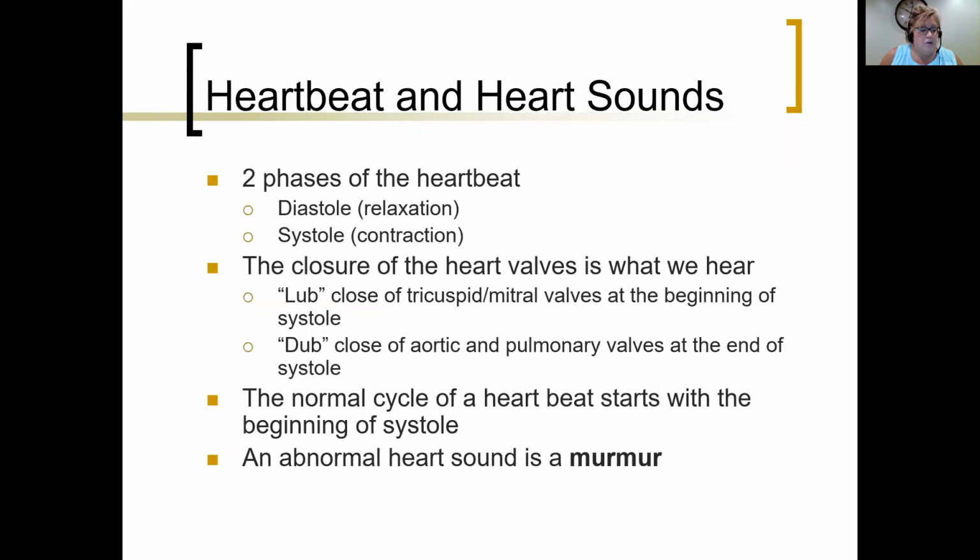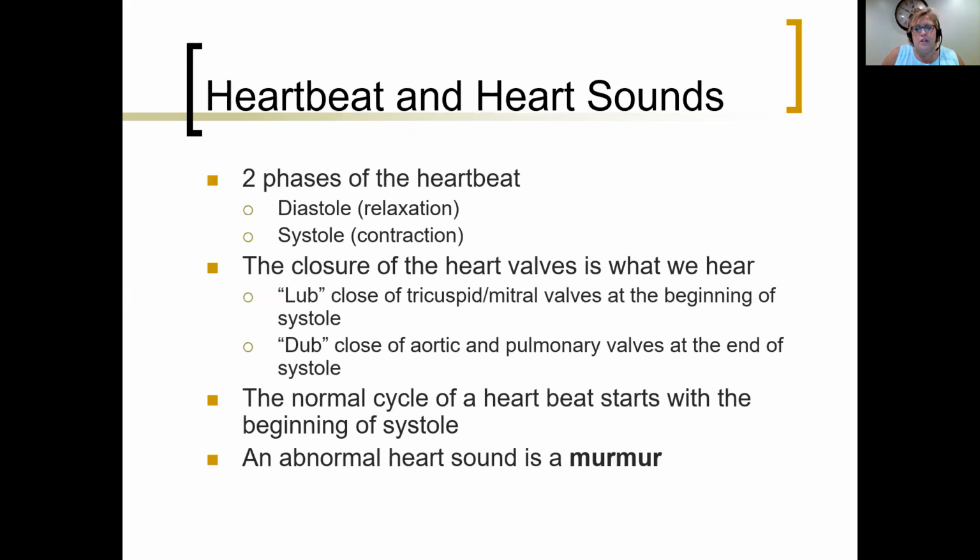During systole, or the contraction, the walls of the right and left ventricles contract, pumping blood into the pulmonary artery and into the aorta. When this happens, the tricuspid and mitral valves are closed. They slap shut to prevent backflow of blood into the atria. So when you're listening to the lub-dub of the heartbeat, you're hearing the valves slap shut. And the closure of the valves is what we're listening to.